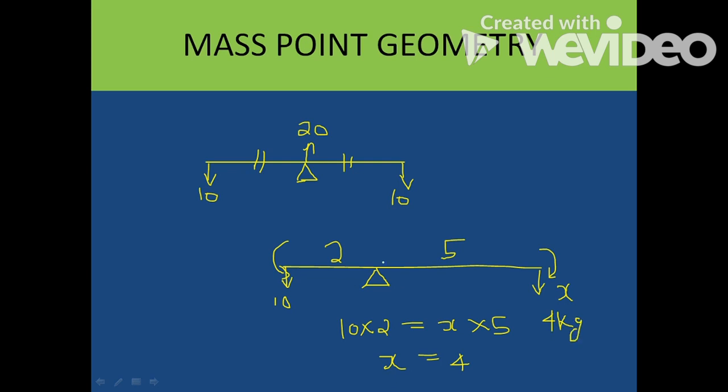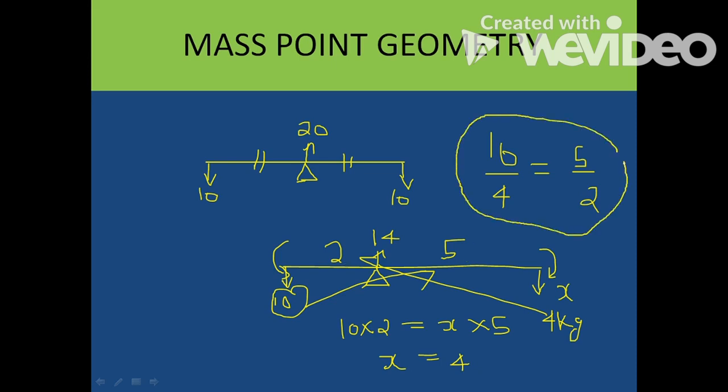So what is the total load at the center? The total load at the center will be 10 plus 4, so that is 14 kgs. What needs to be noted here is that the ratio of loads, that is 10 divided by 4, is proportional to the ratio of lengths of the opposite end. That is, 5 by, on the opposite end, 2. So 10 by 4 is proportional to 5 by 2. That is the core concept of this theorem.